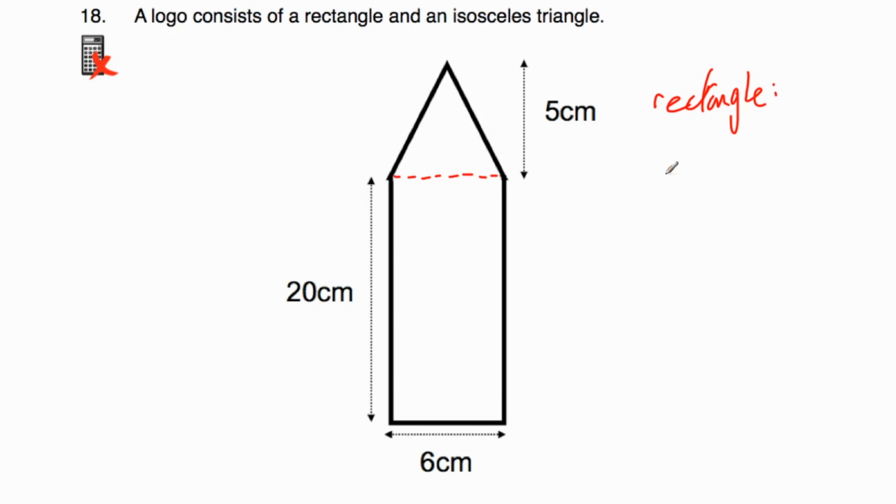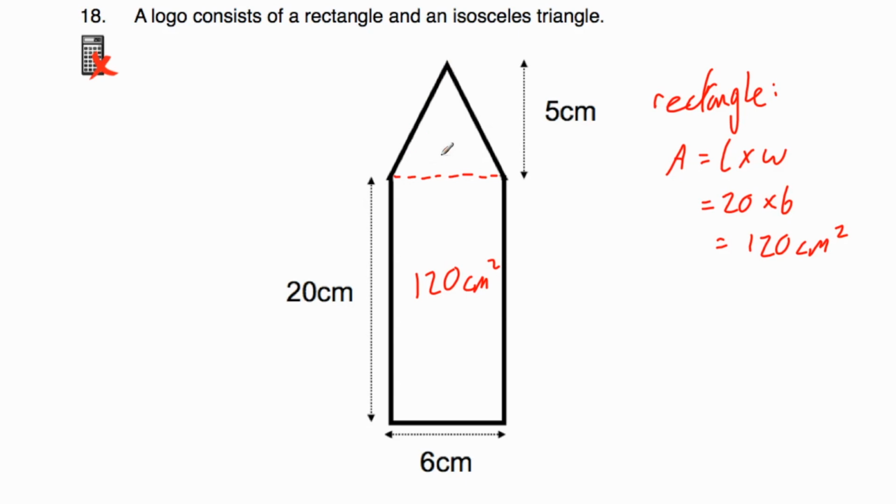The area of a rectangle is given by area equals length times width. The length of the rectangle is 20 and the width is 6, so we're going to do 20 multiplied by 6. 2 times 6 is 12, so 20 times 6 would be 120 centimeters squared. So the area of the rectangular region here will be 120 centimeters squared.